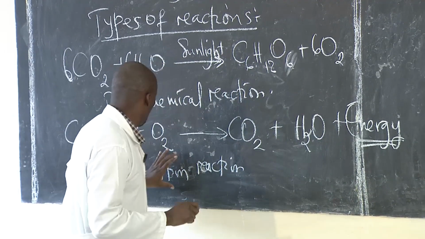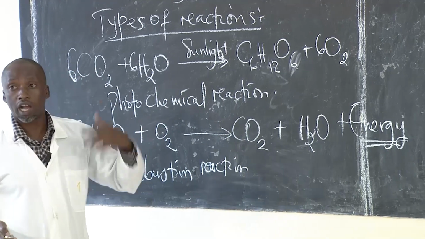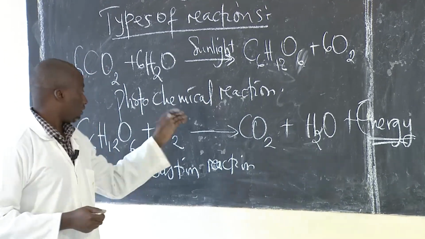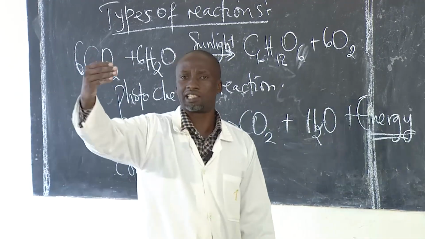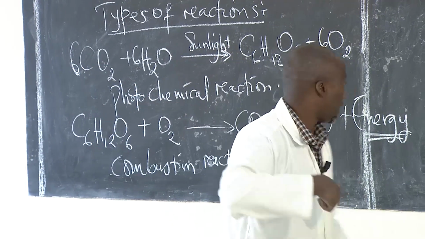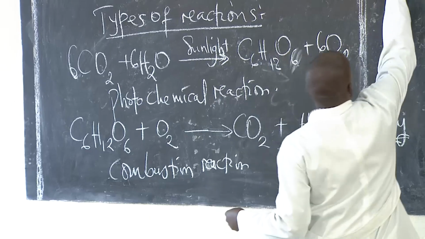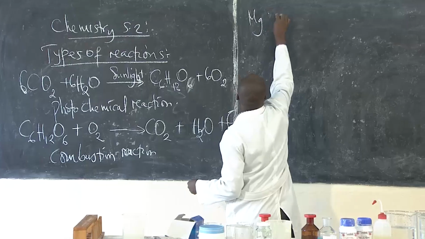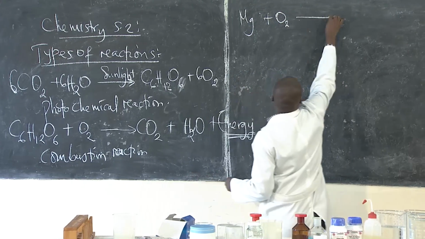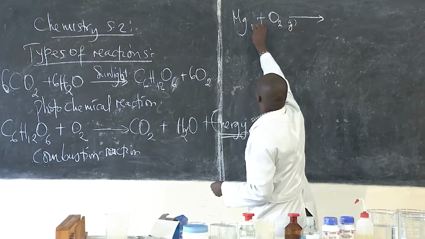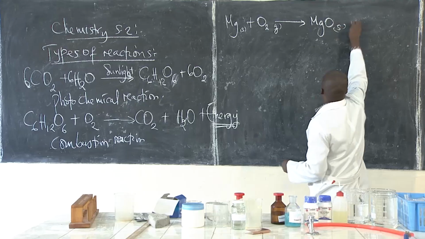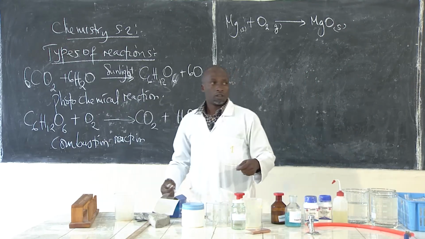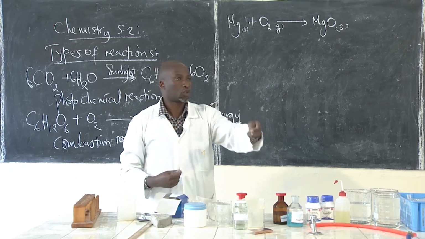And this is one of the reactions that we can call combustion. Remember, you can also balance the reaction. But we can have some other examples of the combustion reaction. So we have magnesium combining with oxygen. This is the gas, the solid, and this one will give magnesium oxide. So magnesium oxide is also formed.